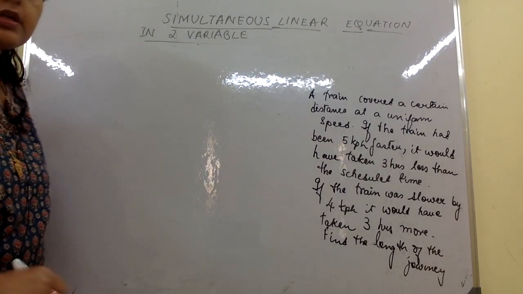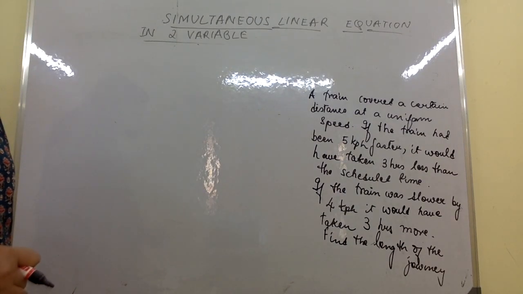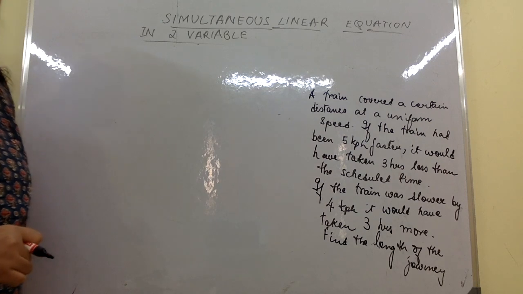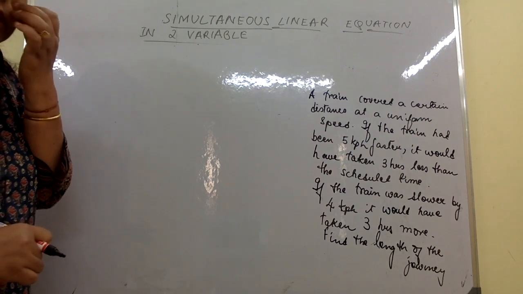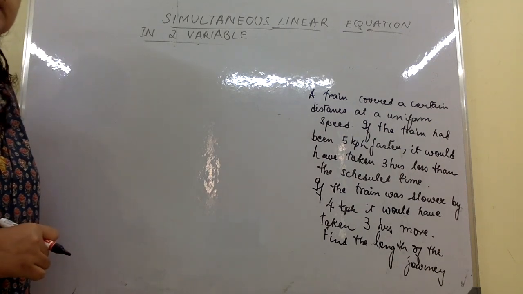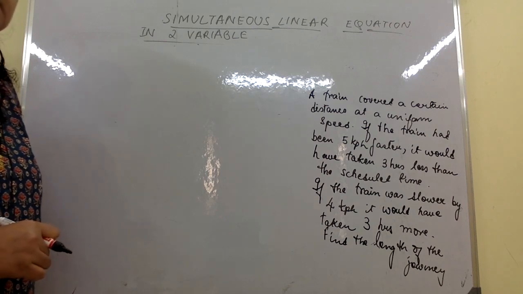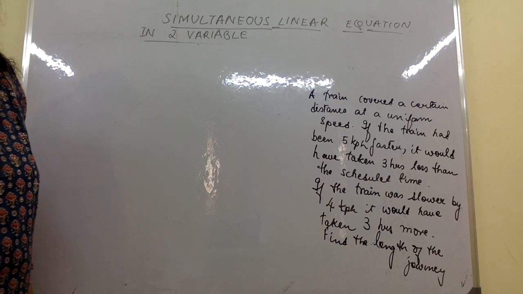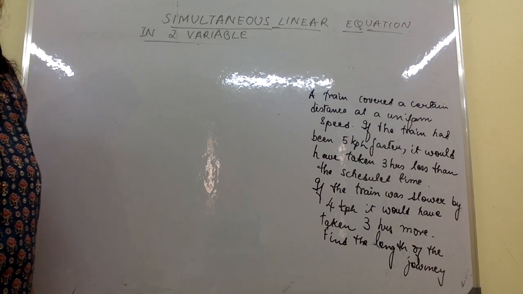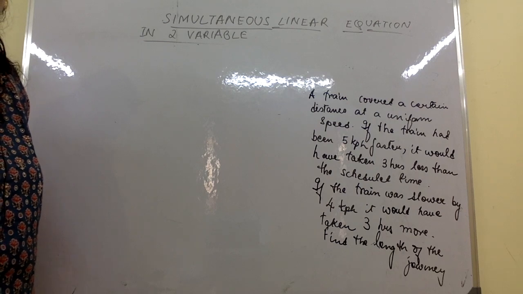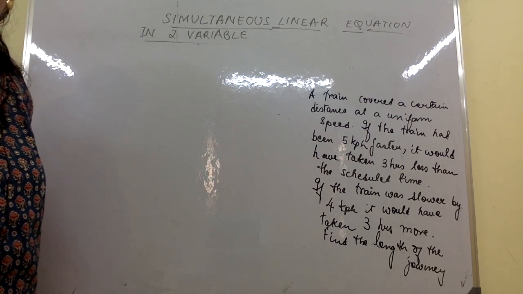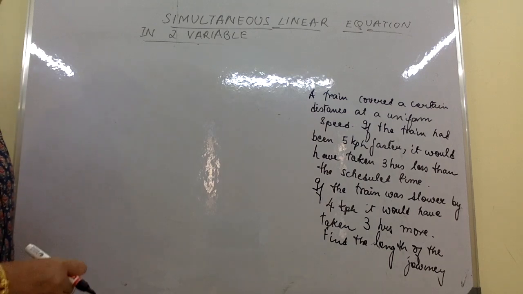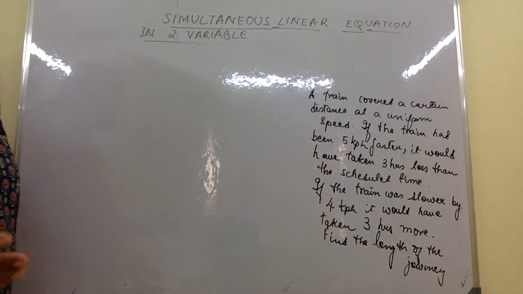A train covered a distance at a uniform speed. If the train had been 5 kilometers per hour faster, it would have taken 3 hours less than the scheduled time. If the train was slower by 4 kilometers per hour, it would have taken 3 hours more than the scheduled time. Find the length of the journey. Okay, so you have to basically find the distance it covers.